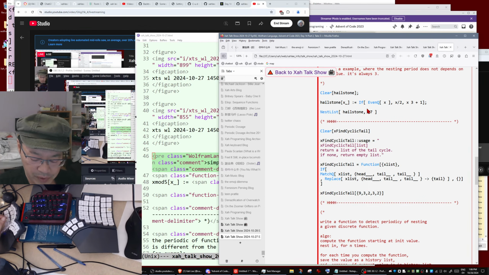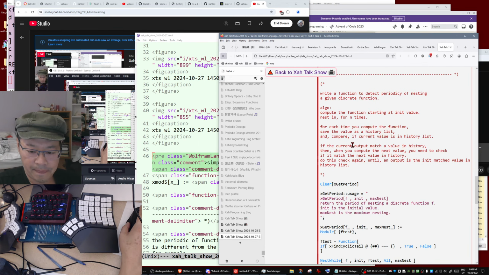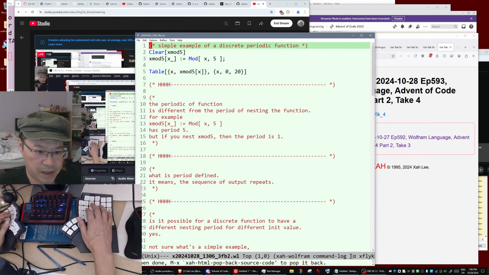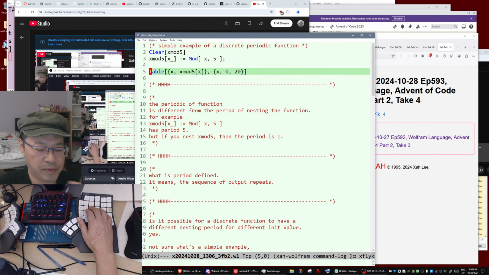So ultimately what we want is to write a function named get period. Actually, it should be named get nested period. Okay, so let's start to code. Let's copy this function, delete it, show today's talk show, paste it here, and pop it out. So this is from yesterday.